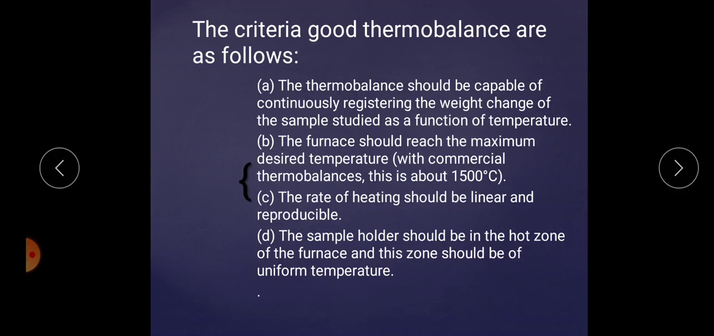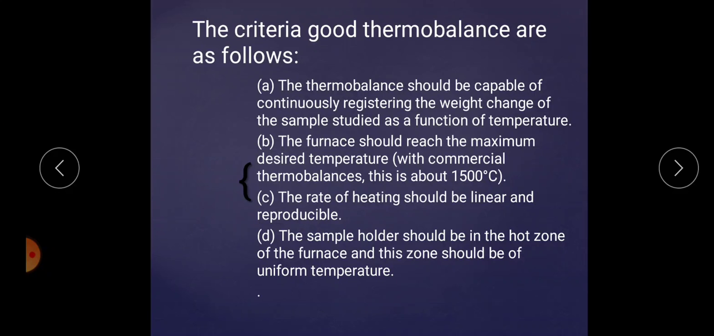The fourth point is that the sample holder should be in the hot zone of the furnace, and this zone should be of uniform temperature. Obviously, we heat the sample which is present in a sample holder, so the sample holder should be present in the hottest zone of the furnace, nearer to the flame. And second, the sample placed in the sample holder must be placed in such a way that the temperature transfer to the sample is uniform.